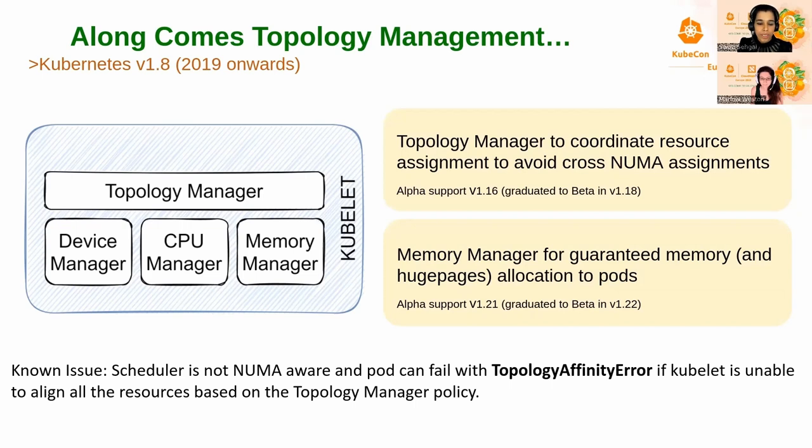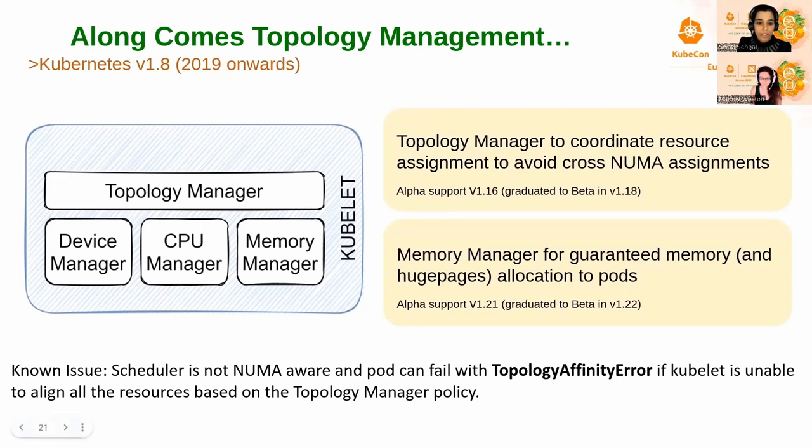Scope can be defined at a pod level or a container level. In addition to that, we have node level policies, which can be configured as none, best effort, restricted, or single NUMA node, and that depends on how strict you want that alignment of resources to be. In scenarios where topology manager is unable to align topology of requested resources based on the configured policy, the pod is rejected with topology affinity error.